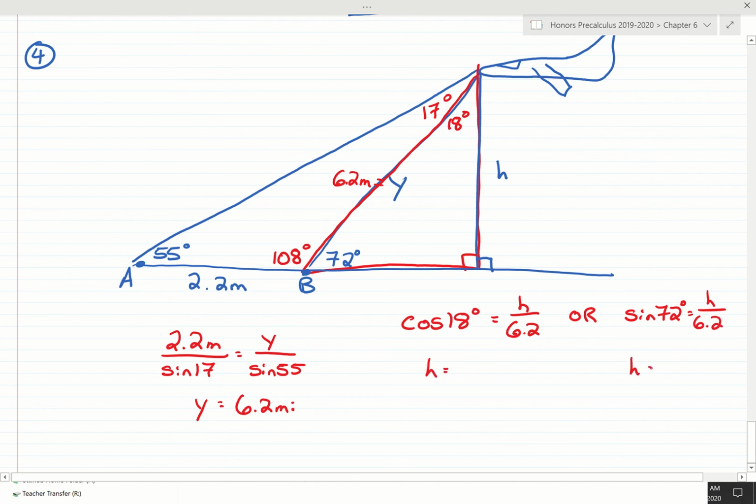No matter which way you do it, 6.2 times the cosine of 18, or in degree mode, I'm getting the height is 5.9 miles. And with the sine, 6.2 times the sine of 72 is exactly the same thing, 5.9 miles. Okay, one more question to go.